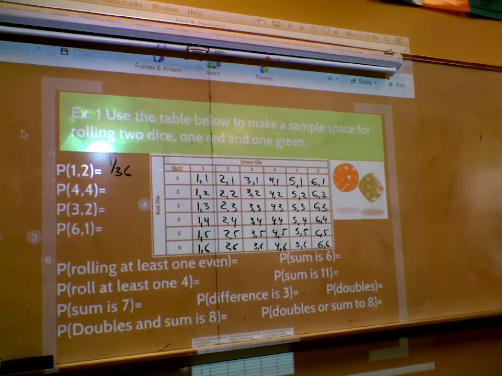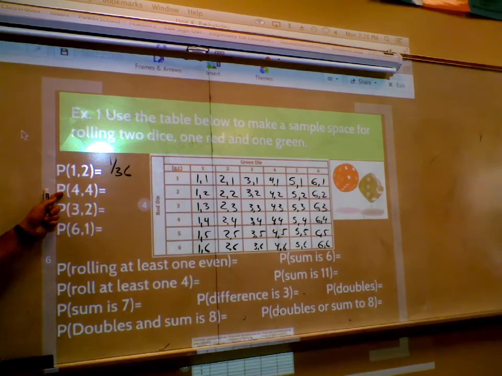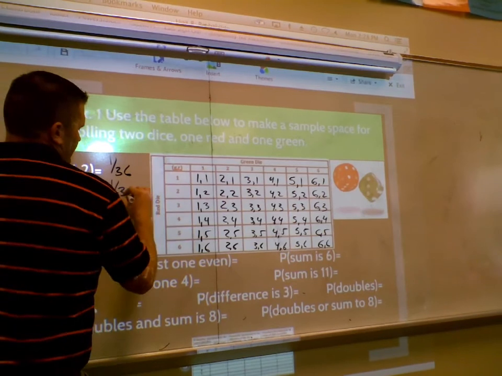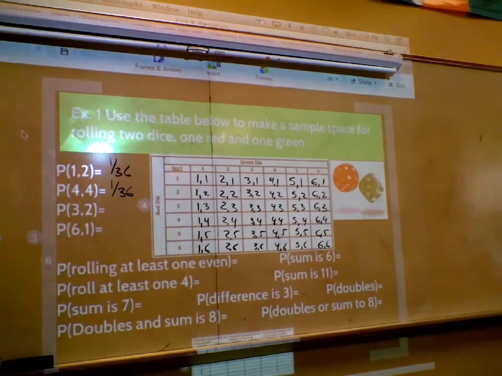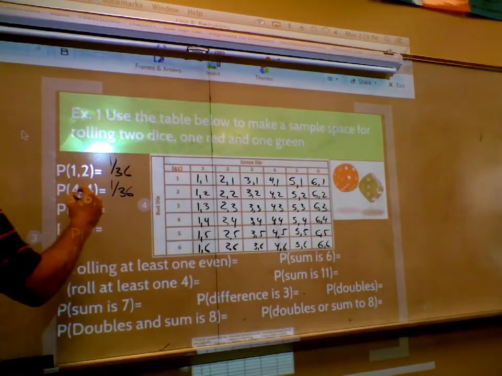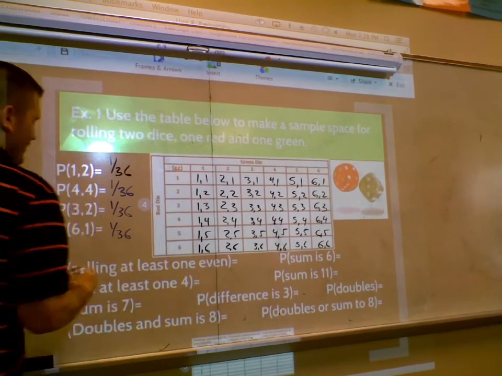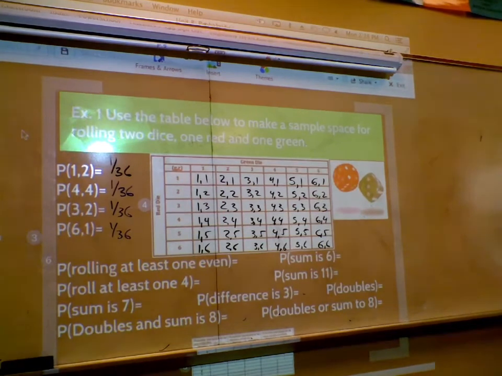What's the probability we roll a 4 and a 4? 1 out of 36. It only happens once, right? What's the probability we roll a 3 and a 2? 1 out of 36. Basically, since all of these are individual combinations, they only happen once. They're all equally as probable.